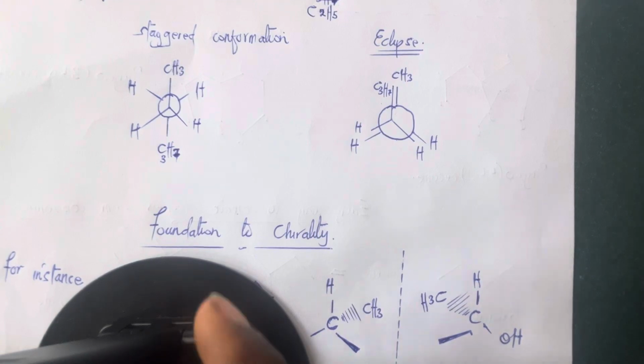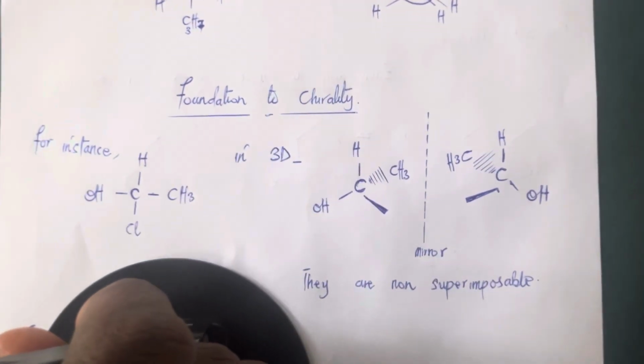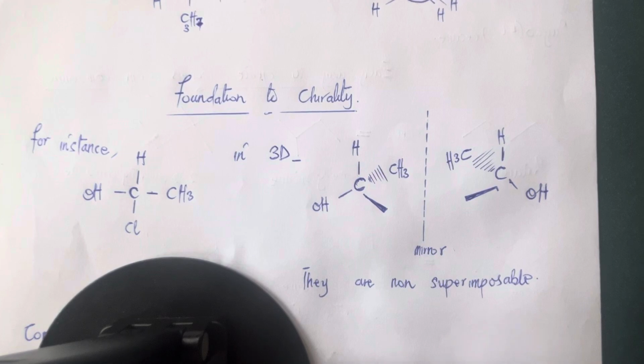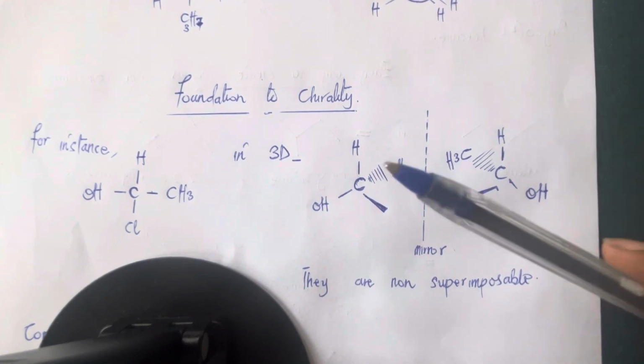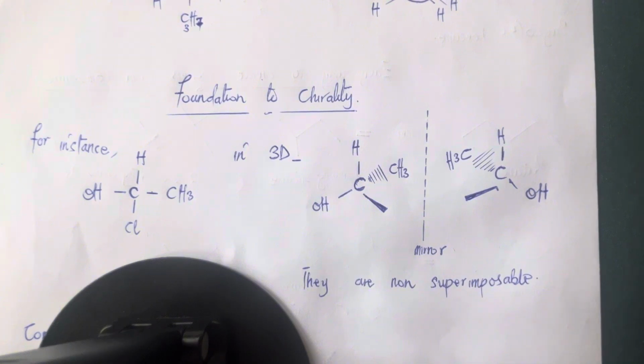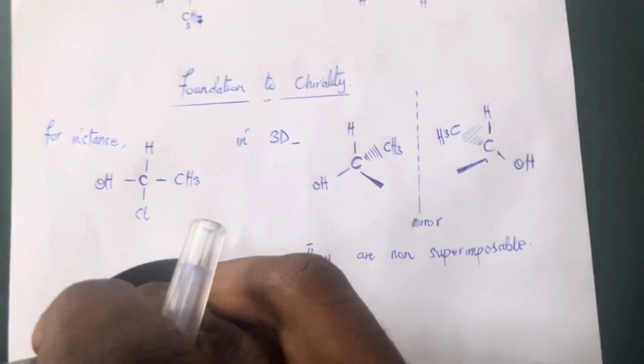Now let's go to the foundation towards chirality. When I'm talking about chirality, or chiral centers in organic chemistry, it is all about a compound, specifically carbon. It's not any compound or any group of atoms. It's specifically carbon, and this carbon is bonded to 4 different groups of atoms. For instance, let's take the examples that have been provided here.